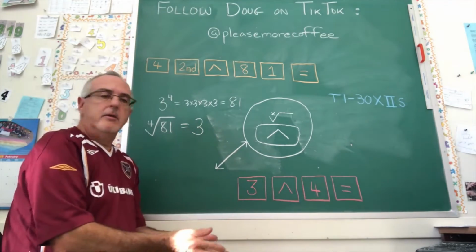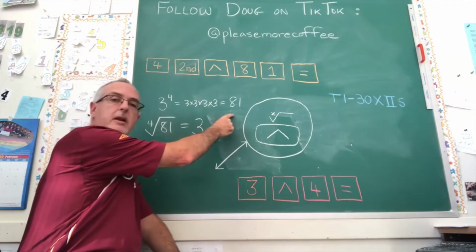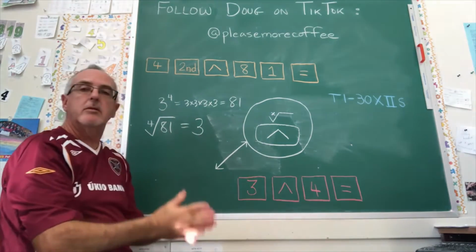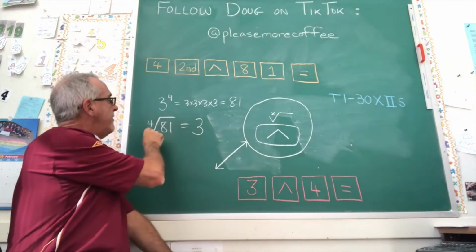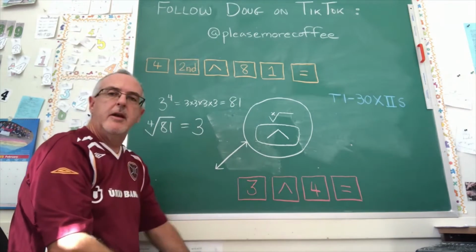For a reminder, 3 to the power of 4 is 81. 3 times 3 times 3 times 3 is 81. Therefore, the fourth root of 81 is 3.